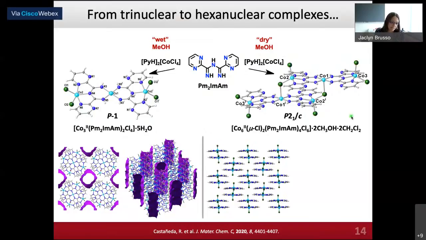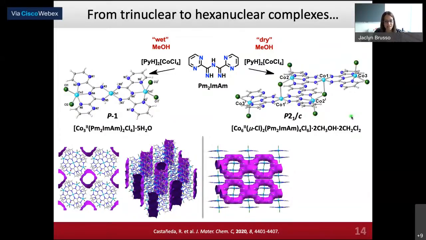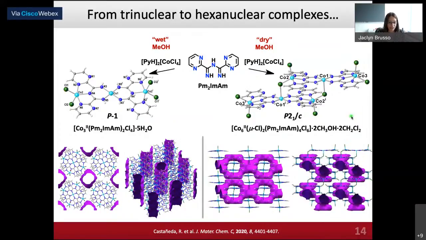At first look, the hexanuclear system does not appear to maintain that porosity in the structure, but in fact it does. It's just that now we have this zigzag array of channels within the structure. And I'll come back to this in a minute.